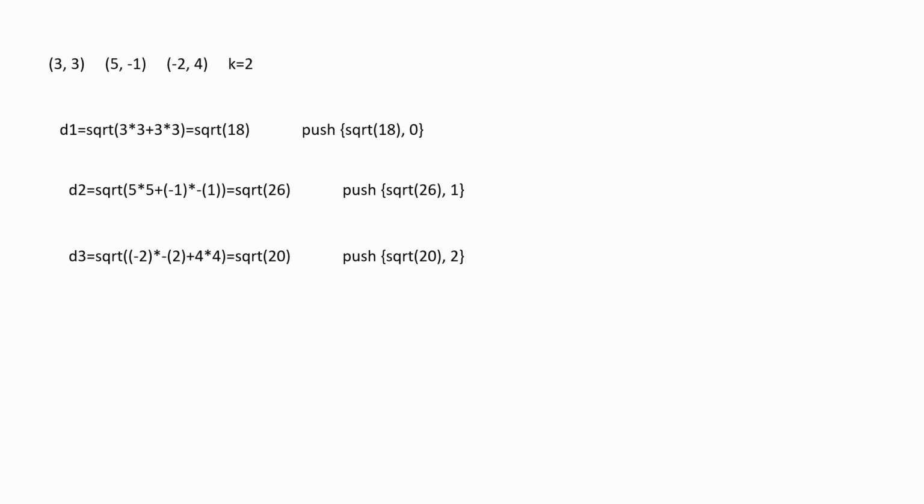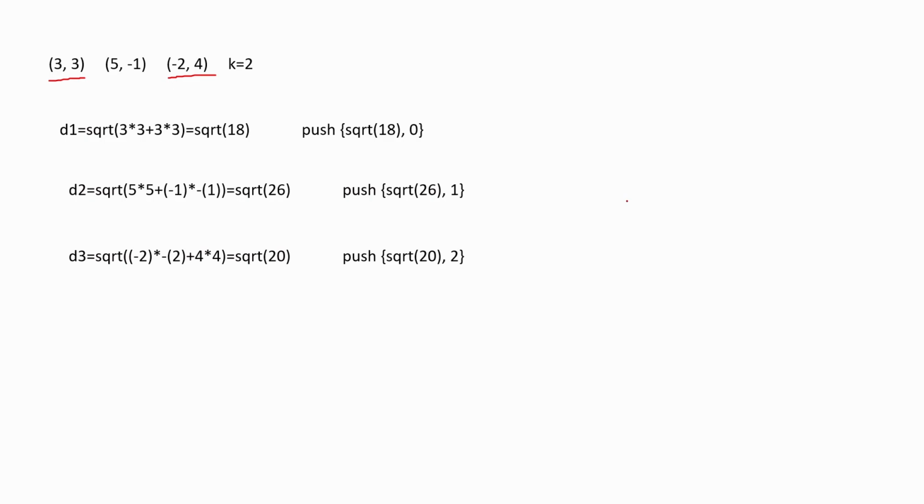Now it's time to pop the first k, that means the first two pairs from the min heap. If you have a look at these square root values, we can say that square root 18 and square root 20 are the two smallest. That means the points [3,3] and [-2,4] are the closest to the origin. So thus we get our answer.